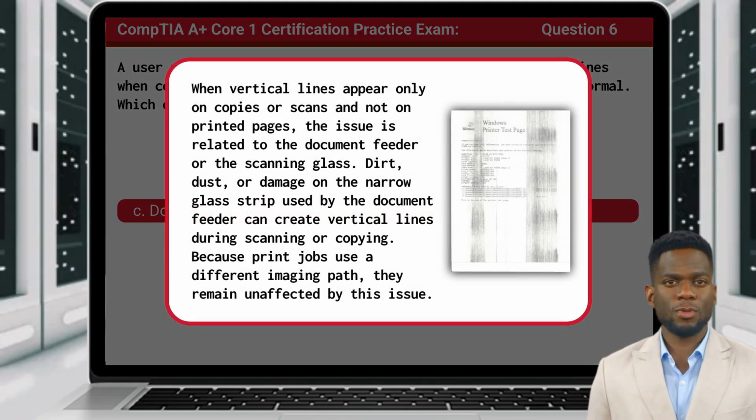When vertical lines appear only on copies or scans and not on printed pages, the issue is related to the document feeder or the scanning glass. Dirt, dust, or damage on the narrow glass strip used by the document feeder can create vertical lines during scanning or copying. Because print jobs use a different imaging path, they remain unaffected by this issue.